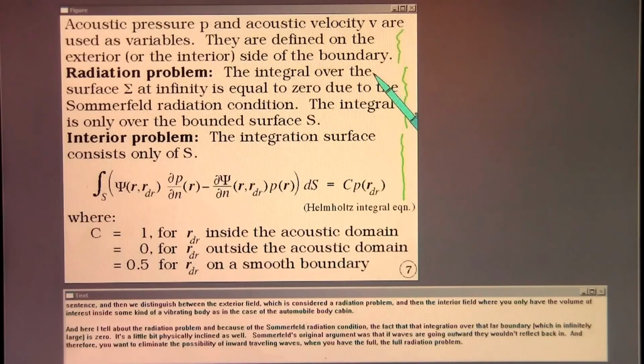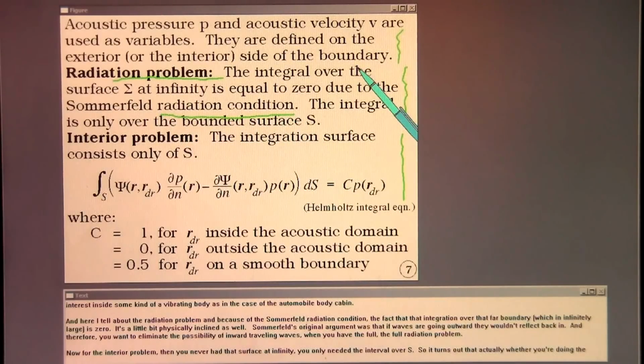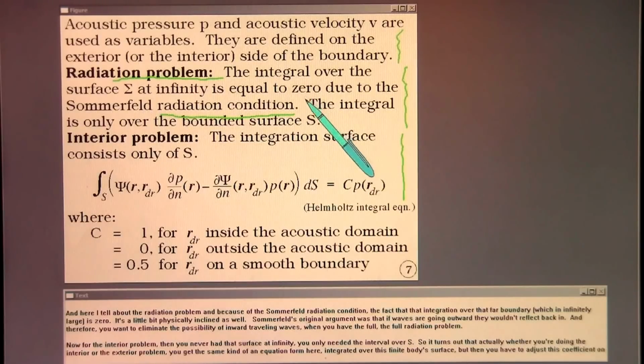And here I tell about the radiation problem, and because of the Sommerfeld radiation condition, the integration over that far boundary, which is infinitely large, is 0. It's a little bit physically inclined as well. Sommerfeld's original argument was that if waves were going outward, they wouldn't reflect back in, and therefore you want to eliminate the possibility of inward traveling waves when you have the full radiation problem.